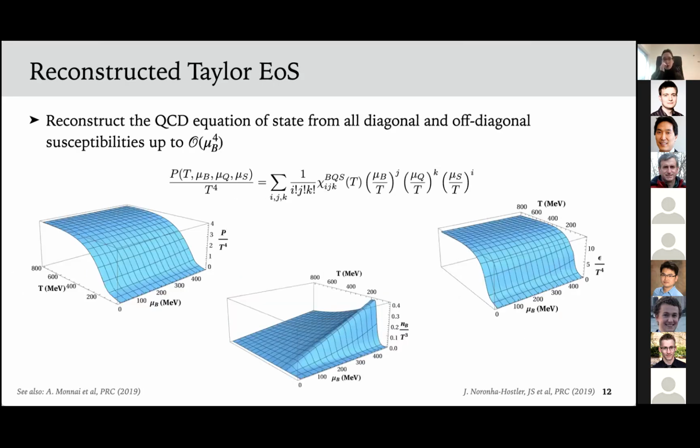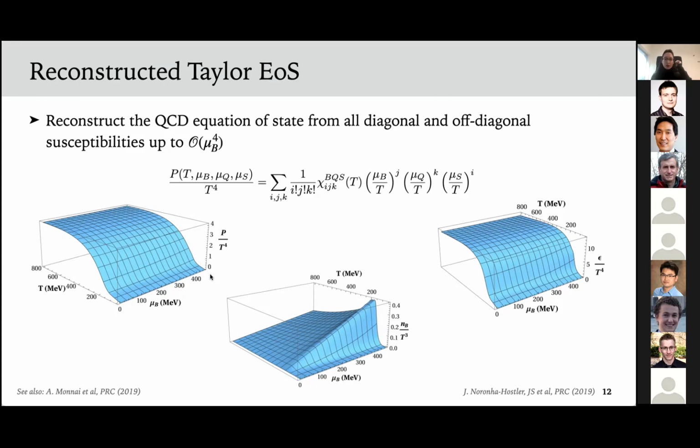So after that, we're able to actually reconstruct the Taylor expansion of the pressure. And this is a few examples of the quantities that make up the equation of state, including the pressure, which you can see is a nice smooth function of T and mu B up to a very high temperature and moderate chemical potentials. So if I were to estimate my chemical potential range in terms of density, this would be roughly half the nuclear saturation density or so.